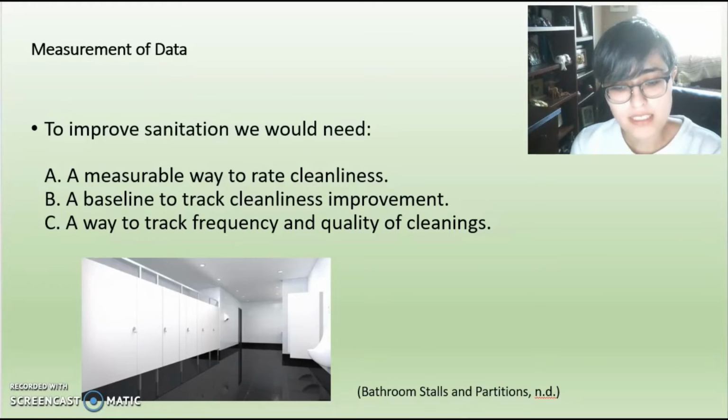For the measurement of our data, we needed to capture 3 key points. The first was a way to measurably rate cleanliness. The second point was to be able to use these ratings as a baseline to track cleanliness improvements.